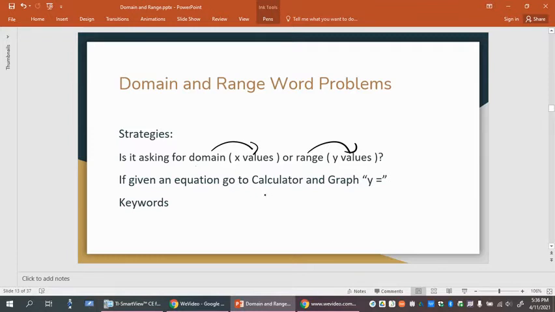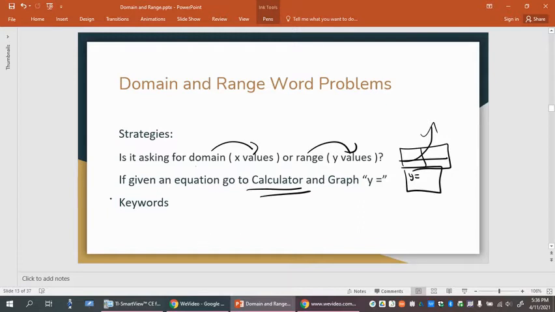If it gives you an equation, use your calculator. Go ahead and type that up and get it in the calculator so we can use y equals and then graph our line. Keep in mind that we're looking at our range and our domain, and you kind of have to know what it's talking about.